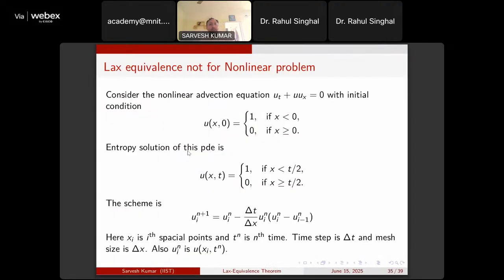So let me tell you that the Lax equivalence theorem is not applicable for nonlinear problems. Suppose I take this Burgers equation, or nonlinear advection equation, u_t plus u u_x equal to 0, with this initial condition, and you know this is the exact solution. So if I apply the scheme, which is actually consistent and conditionally stable, you might have seen this condition is stable, right?